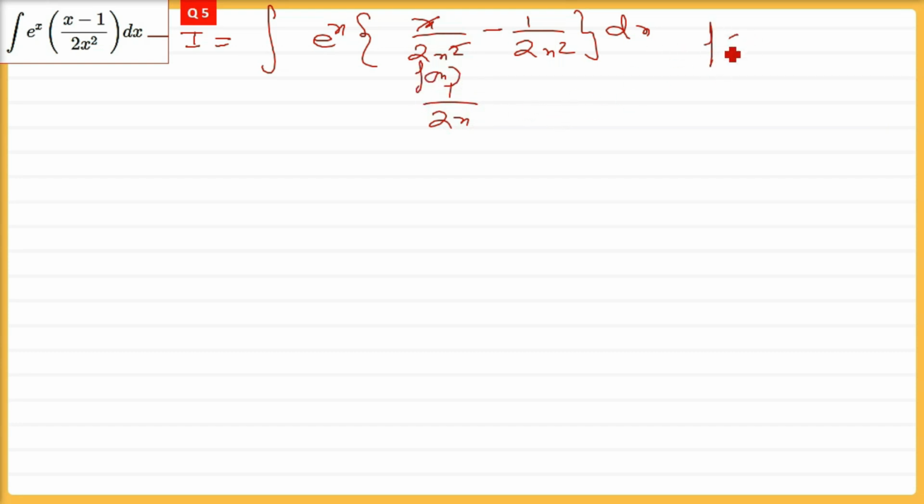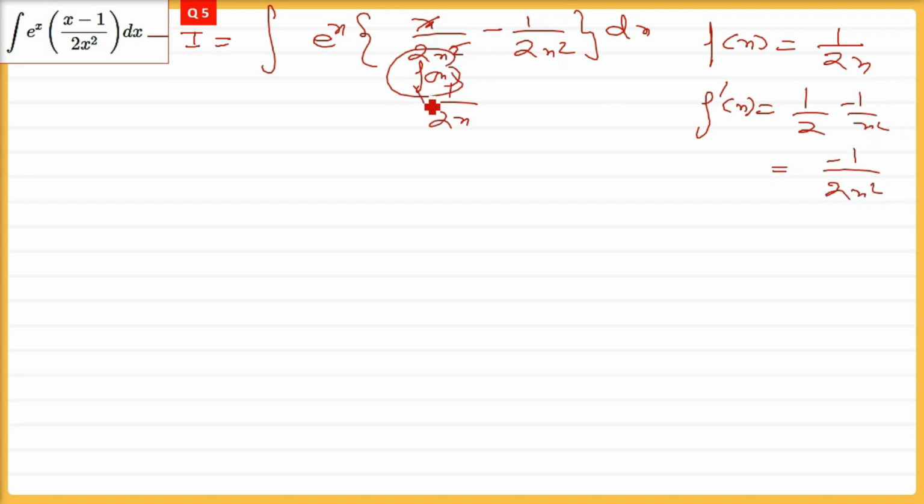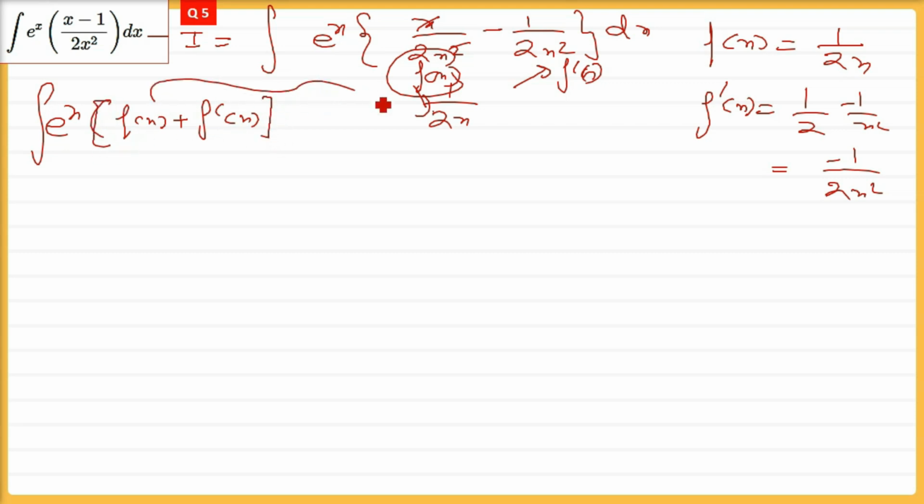Assume that 1 by 2x is fx. Fx is 1 by 2x. When you differentiate this, negative 1 by 2x square will come. 1 by 2 will remain like that, this x will go up and it will be negative 1 by x square. So if you assume fx as 1 by 2x, f dash x will be negative 1 by 2x square. So it has taken the shape of e raised x into fx plus f dash x, whose direct result we are already aware of. So you can directly write e raised x into fx plus c. That is the answer. What is fx? 1 by 2x. So e raised x by 2x plus constant of integration is our final result.